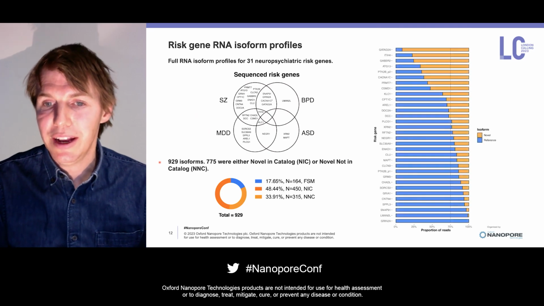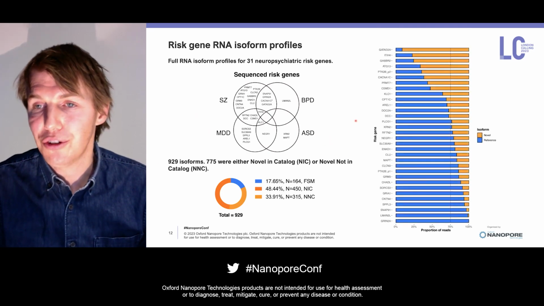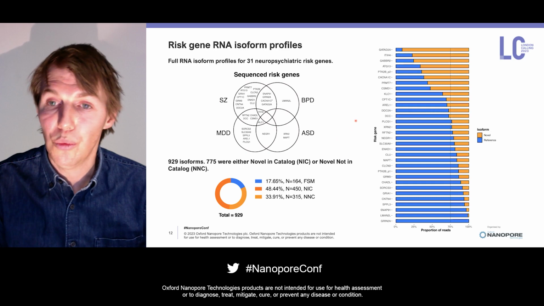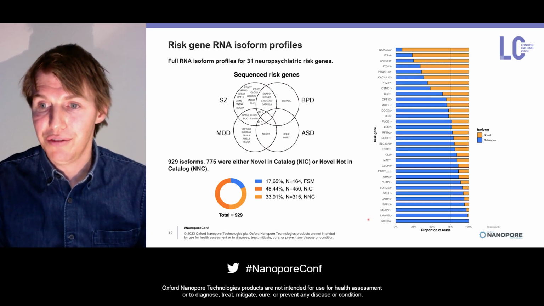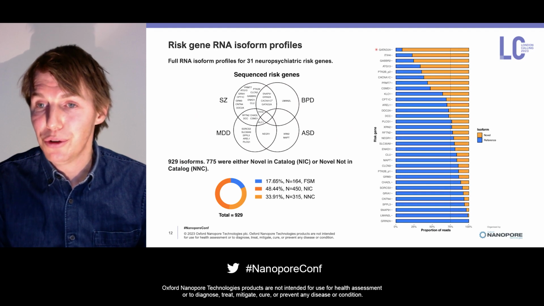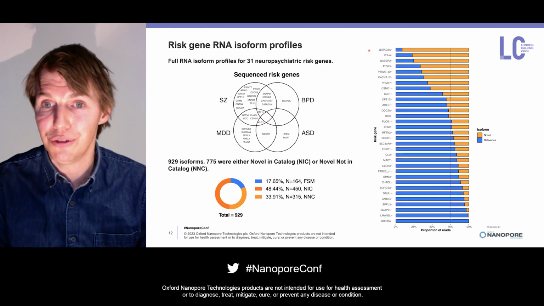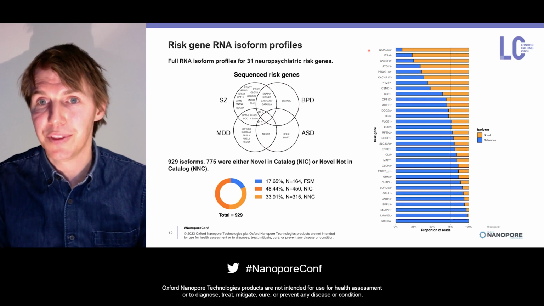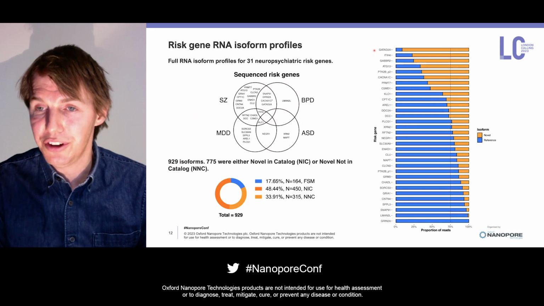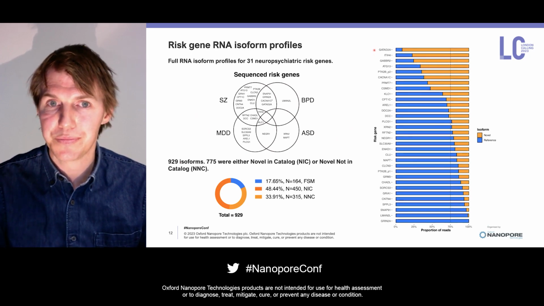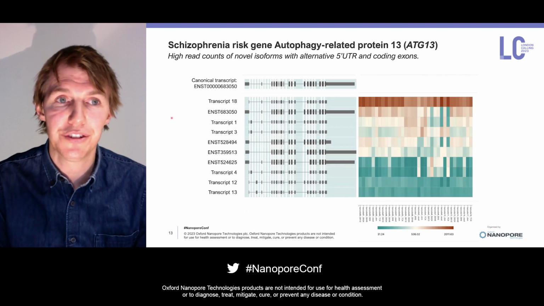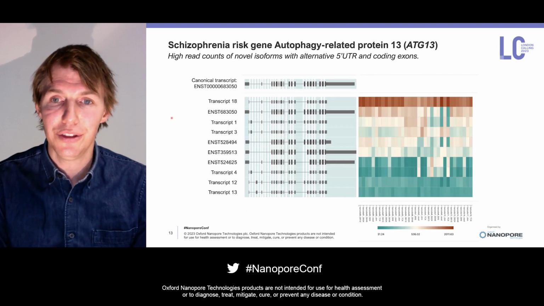When we have a look at each gene and ask how much of its expression was novel isoforms versus known, we can see that the results are very varied. However, we can also see that despite 2 or so decades worth of annotation of human genes and transcriptomes, there were quite a few genes where a lot, if not the majority, of their expression actually came from novel isoforms. An example of this is the schizophrenia risk gene, ATG13.